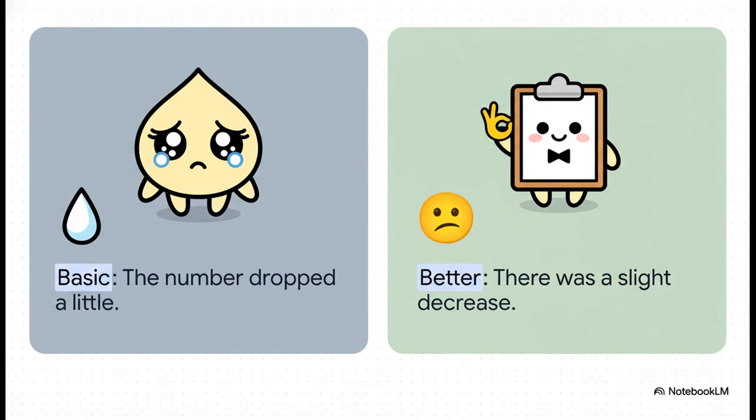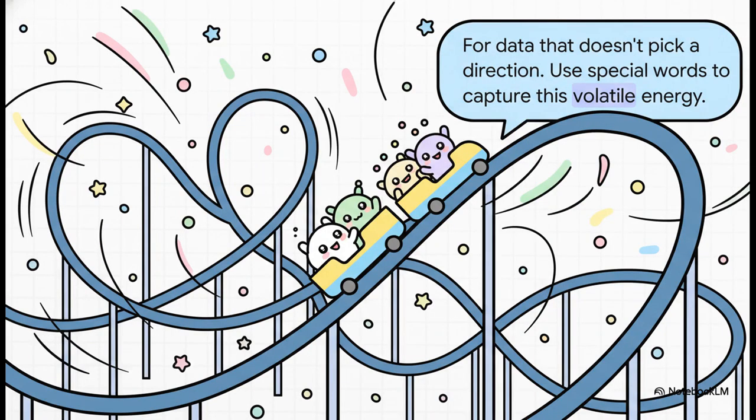And this is the perfect example. Dropped a little is so vague, but a slight decrease? That sounds professional, it's clear, and it's specific. It's the same core idea, but it's delivered with so much more authority. And finally, we get to the most chaotic of our stories, the roller coaster. This is for data that just can't make up its mind. It's volatile, it's unpredictable, and we need a special set of words to really capture that wild energy.